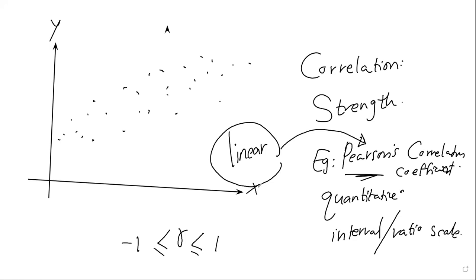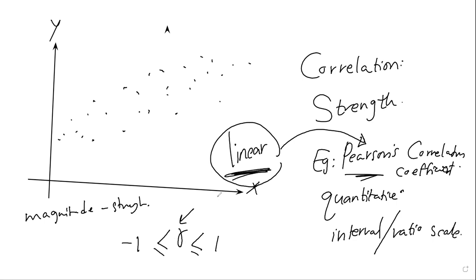We do not talk about Pearson's correlation coefficient for non-linear relationships. That is why when we are interpreting R, the correlation coefficient, we always use the magnitude to say the strength of the relationship. If the absolute value of this is close to 1, in other words, if R is very close to 1 or very close to negative 1, we say it's a near perfect linear relationship. Depending on the sign, we give the direction, whether it is a positive linear relationship or a negative linear relationship.